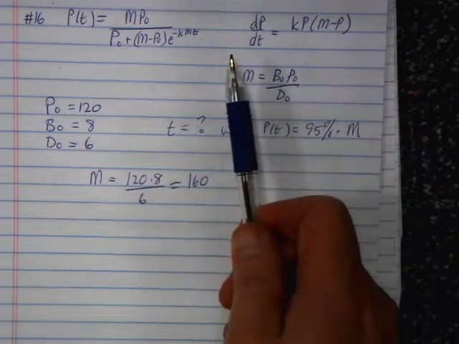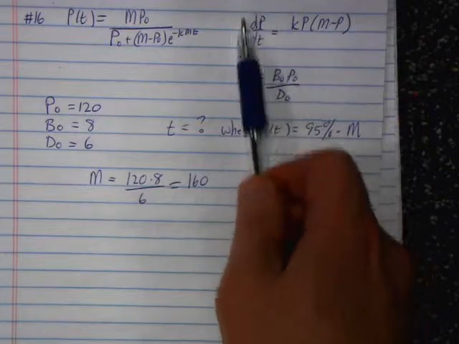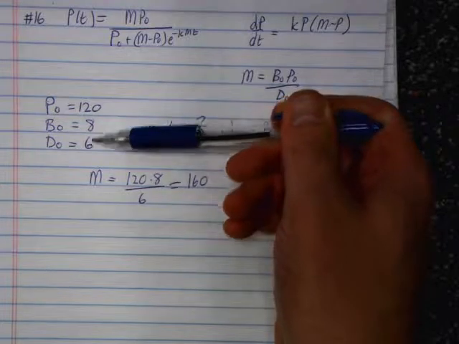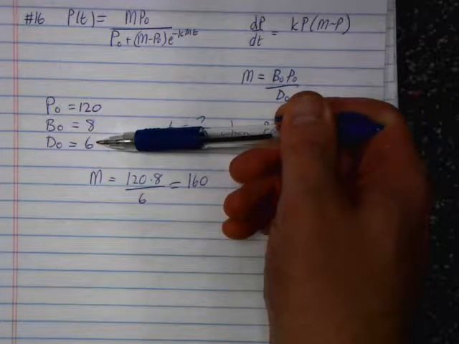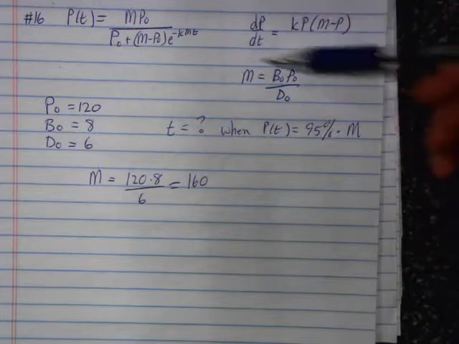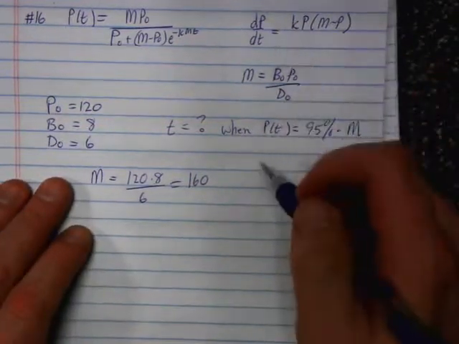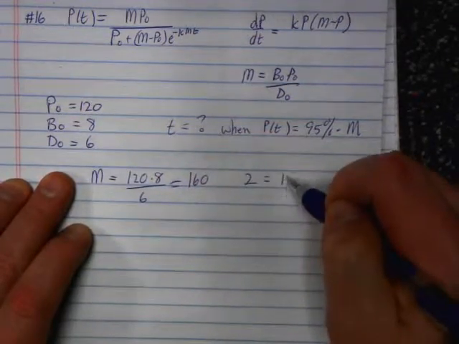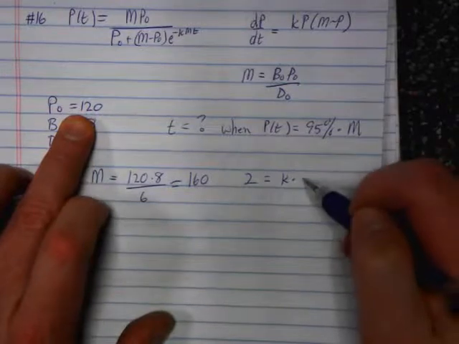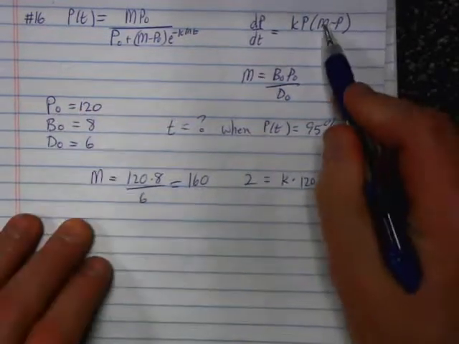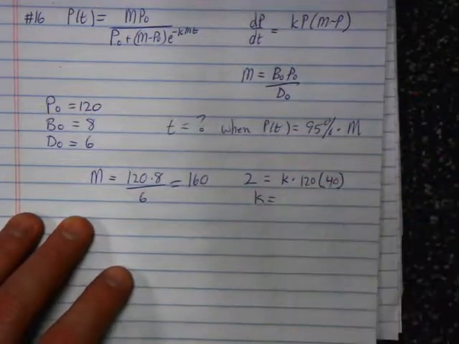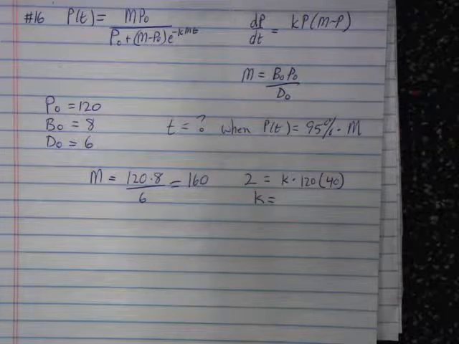It's 2. Why 2? 8 minus 6. This is the change in population. The change in population at time 0 would be the births at time 0 minus the deaths at time 0. It would be 2. So you can use the differential equation to find K. So at time 0, our change in population is 2, 8 minus 6, equals K times P, which is 120, times M minus P. M is 160, minus 120 is 40. So K is 2 divided by 120 times 40, which turns out to be 1 over 2400.